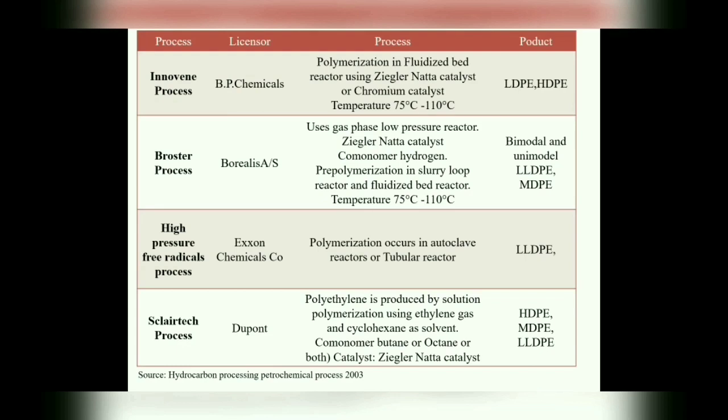And DuPont uses the Sclairtech process. Polyethylene is produced by solution polymerization using ethylene gas and cyclohexane as solvent, comonomer butene or octene, or both, and the catalyst is Ziegler-Natta catalyst, obtaining high density, medium density, and linear low density polyethylene.